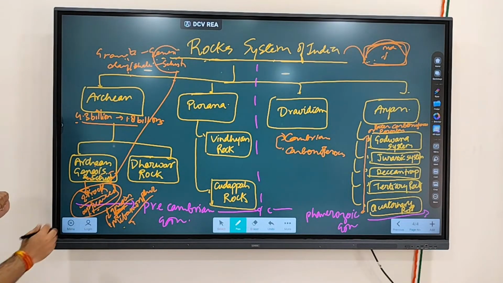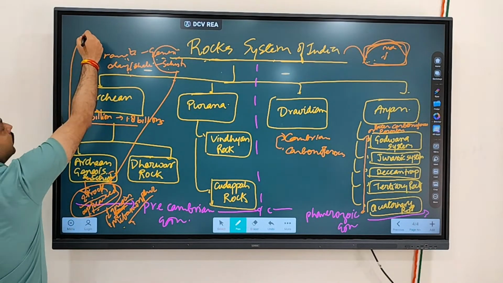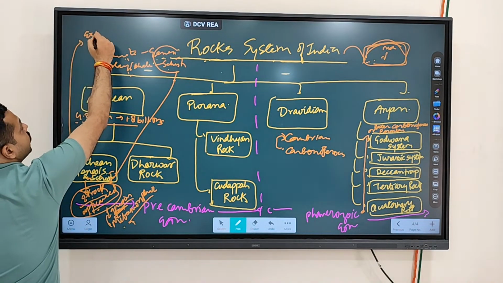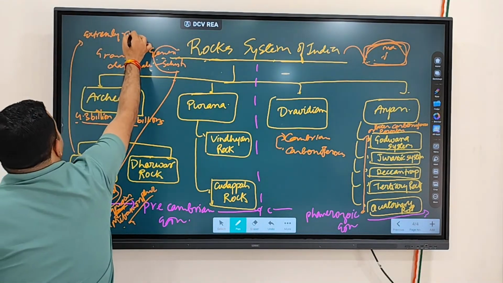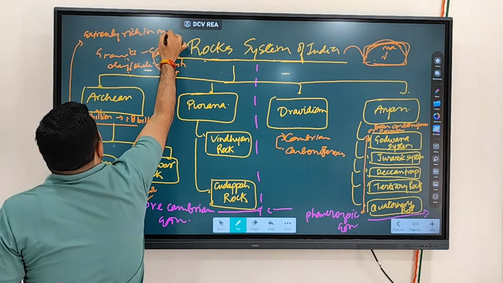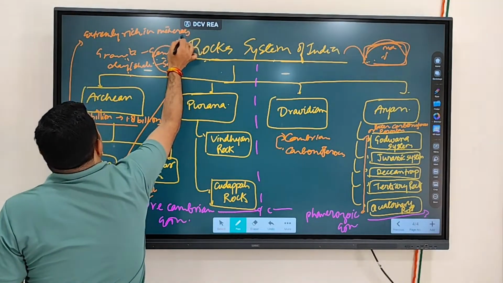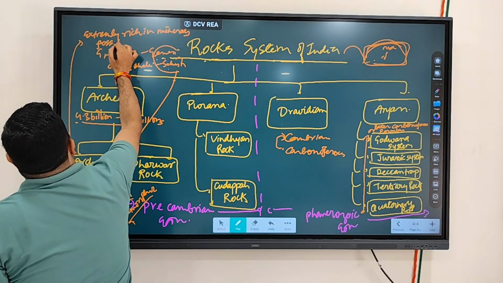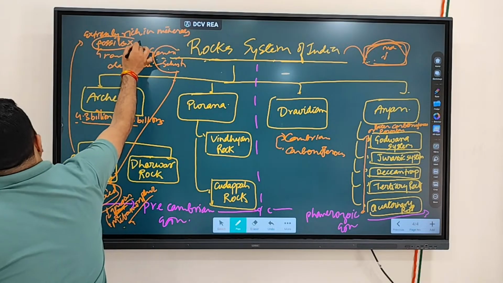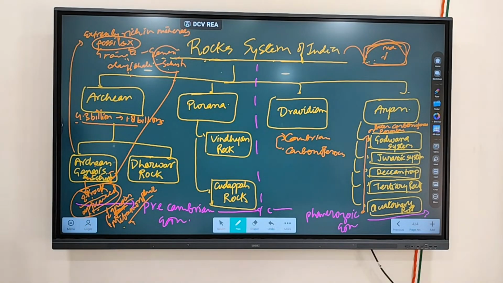So that's why Archean gneiss and schist rock will be what? They are extremely rich in minerals, and they are unfossiliferous, they do not contain fossils. They are unfossiliferous in nature. They do not contain fossils. That's why you don't find what?